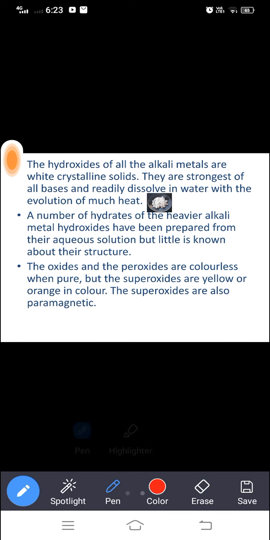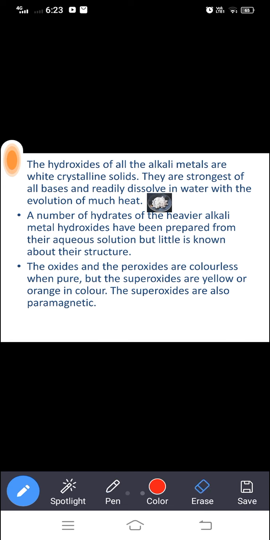Now, the hydrates of alkali metals. In the first group, mostly lithium chloride forms a dihydrate and trihydrate. Other hydrates, even if they are formed, will not be retained for a long time. They will disappear.